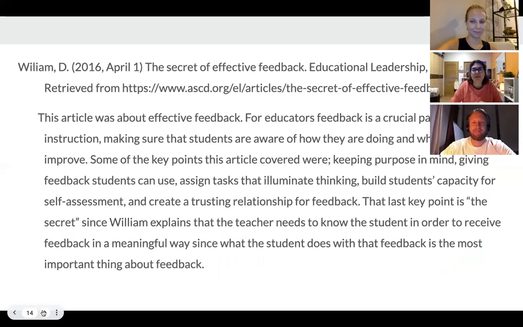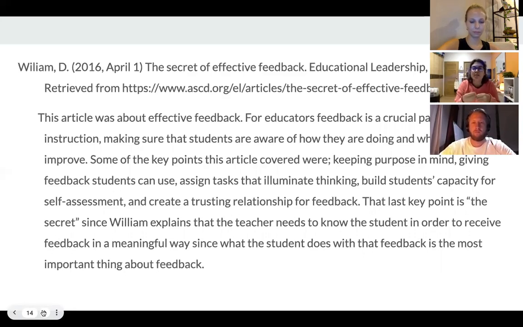bibliography from this article. Now this is a student's work. They took the whole article and condensed it just for themselves. This is what makes sense to them in their own words. So they said that the article was about effective feedback, short and to the point. For educators, feedback is a crucial part of their instruction, making sure that students are aware of how they are doing and what they can improve.